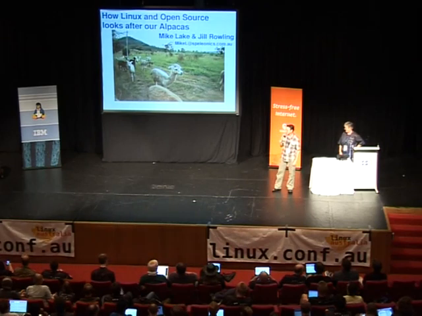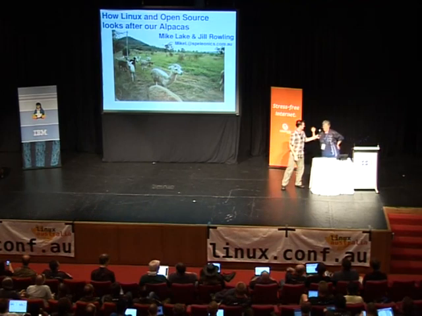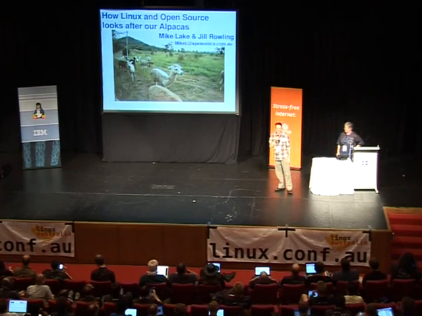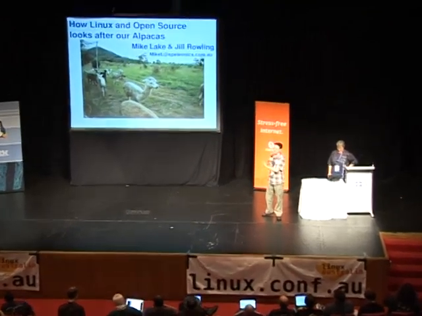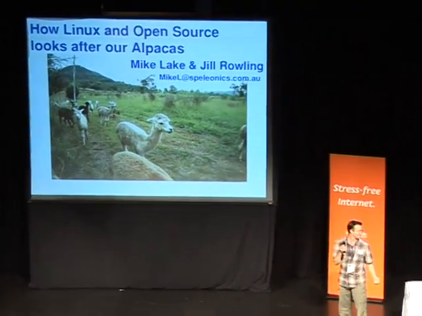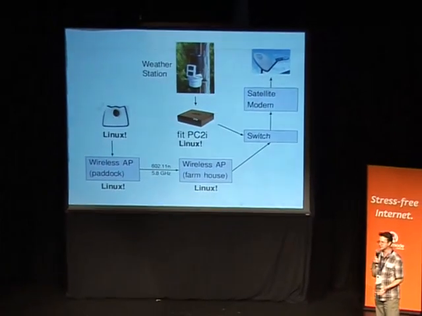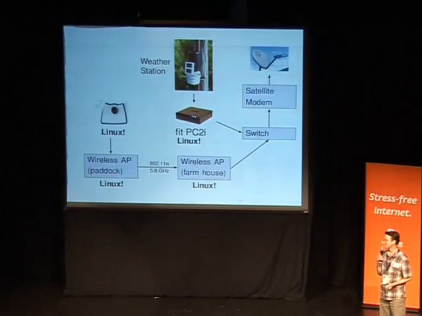Okay. Hi, everyone. My name's Mike Lake, and this is Jill Rowling. Right, about 2 years ago, we decided to get a farm and run alpacas. And I wanted something to look after all of our alpacas and see what they're doing when we're at places like this conference here, because we're from Sydney. And the farm's in the central west of New South Wales. So, it had to have a nice camera, had to be wireless, had to be solar powered, and I really wanted to run open source, of course.